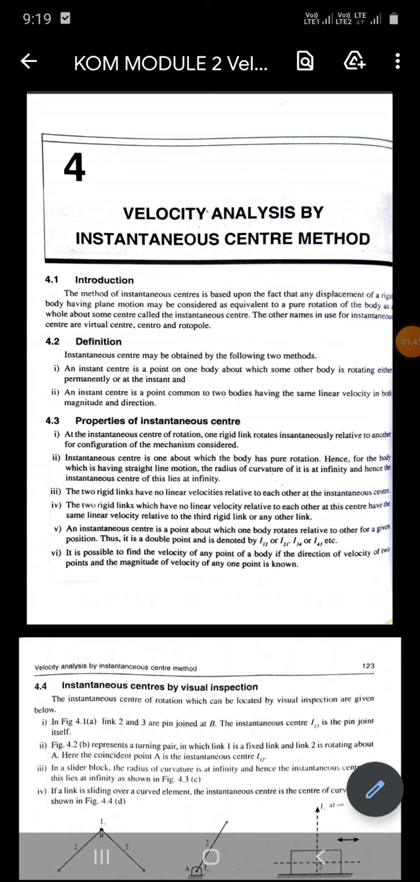Properties of instantaneous center, very important. First one, at the instantaneous center of rotation, one rigid link rotates simultaneously relative to another for the configuration of the mechanism considered. Second one, instantaneous center is one about which a body has pure rotation. Hence, for a body which is having straight line motion, the radius of curvature is at infinity. Hence, the instantaneous center of these lies at infinity.